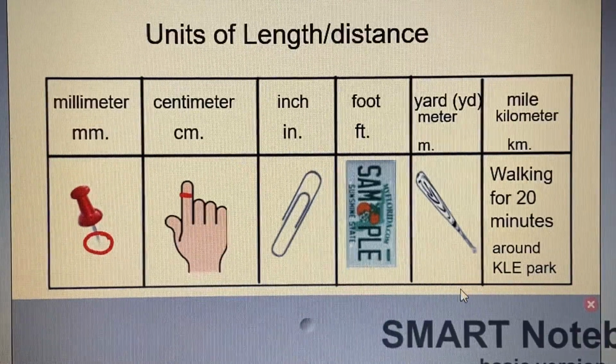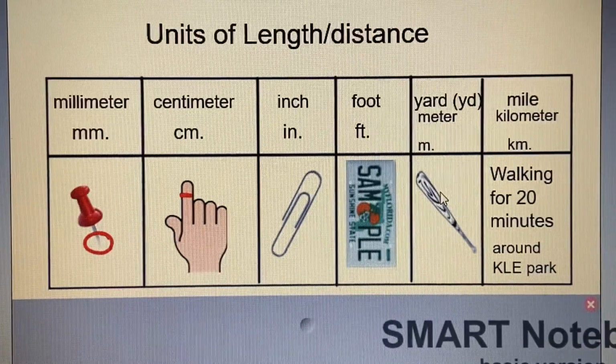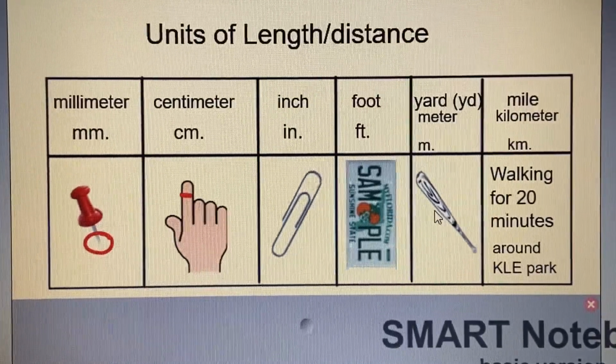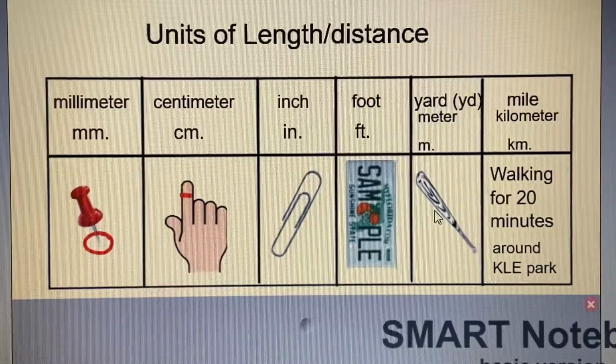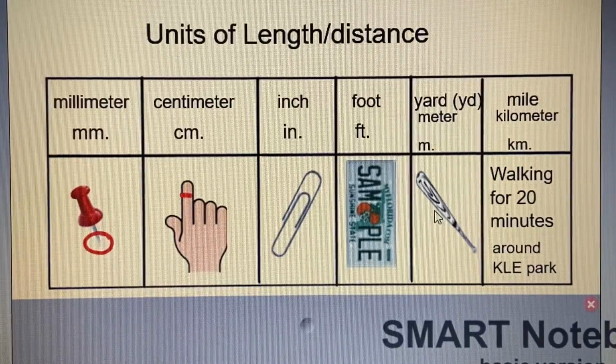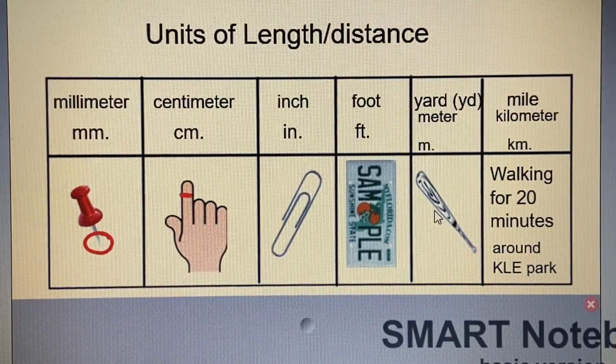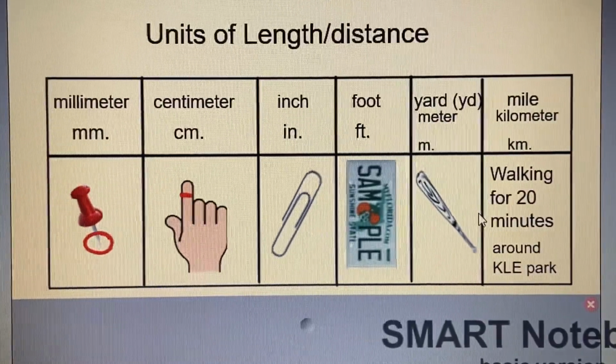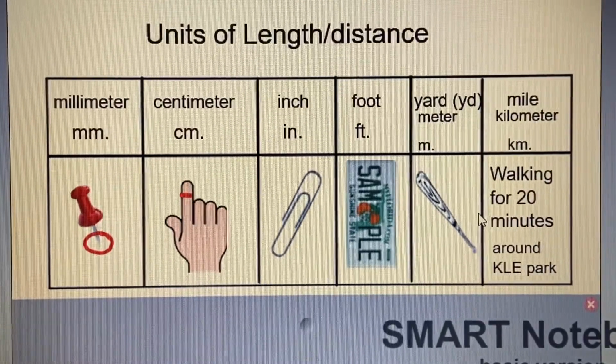So a baseball bat is a good benchmark for a yard or a meter. So is a door. If you look at a door, a regular door to go outside or inside of your house, the width of the door, not top to bottom, if you look at the left to the right of the door, that's also about a meter.